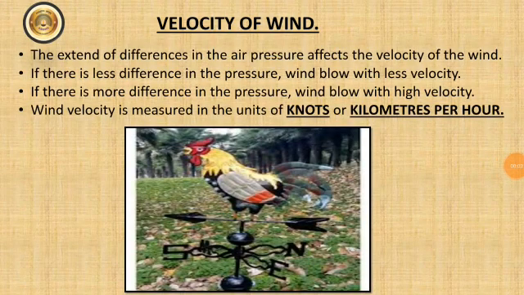Now, the extent of differences in the air pressure affects the velocity of the wind. That means the speed of the wind is according to the air pressure it gets. If there is less difference in the pressure, wind blows with less velocity, means if the air pressure is less, the speed of the wind is less. If there is more difference in the pressure, wind blows with high velocity, which means if the air pressure is more, the speed of the wind is more. The wind velocity is measured in the units of knots or kilometers per hour.